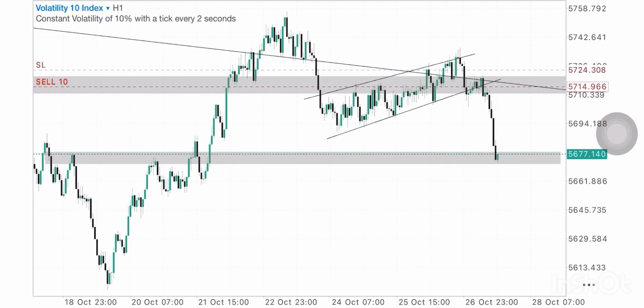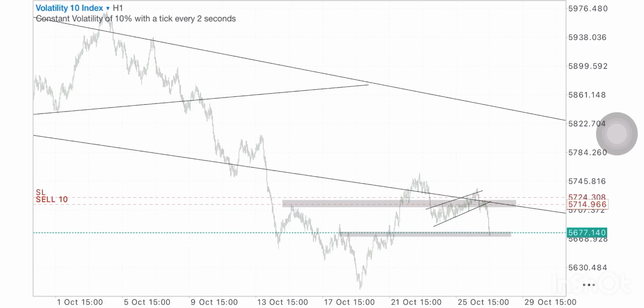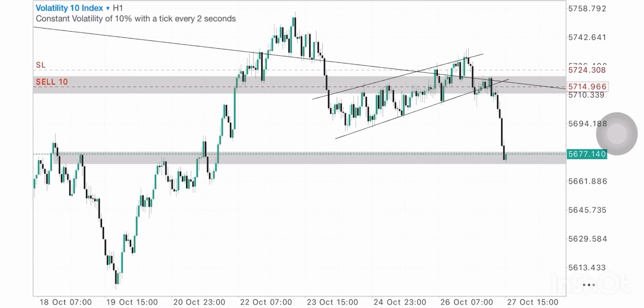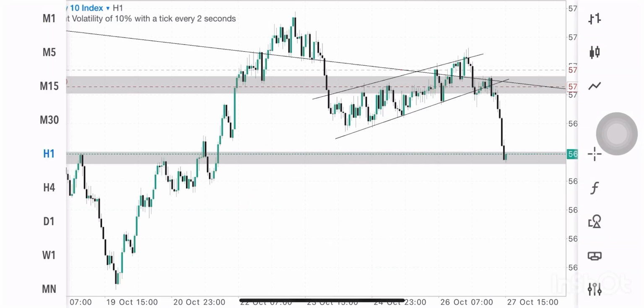So don't just focus on one small time frame, like we always say in the mentorship. Don't just focus on a smaller time frame. Make sure that you do analysis on other time frames to see what's happening. Now let's look at another example.